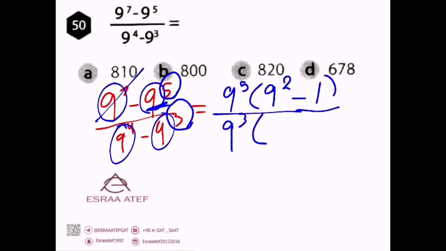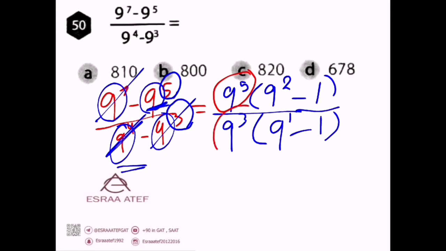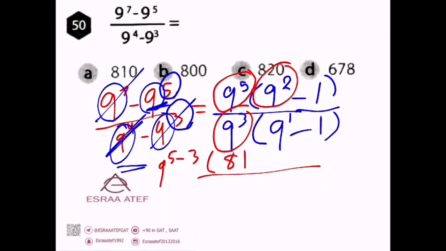Down, the same: if we take 9 powered by 3 from here, the remaining will be 9 powered by 1, which is only 9, and here if we take 9 powered by 3, the remaining will be 1. And then we can solve this factor with this factor by subtracting them. So 9 powered by 5 minus 3, because it's a division, and here we have 9 powered by 2, which is 81, then minus 1, and down we have 9 minus 1, which is 8.